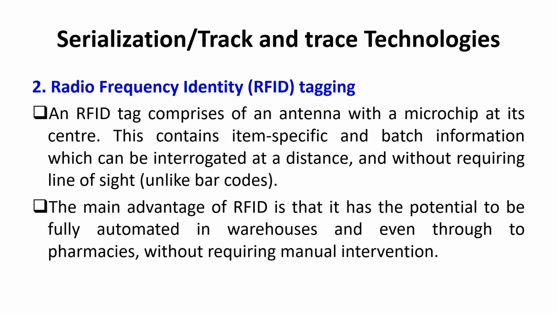Second is the RFID tag. It comprises an antenna with a microchip at its center. This contains item specific and batch information, which can be interrogated at a distance and without requiring line of sight. You must have seen RFID tags at the entry gates of many organizations. So basically, without touching, you are just giving the information, and the RFID boom barriers are being opened up. So this is again a high-end track and trace technology.